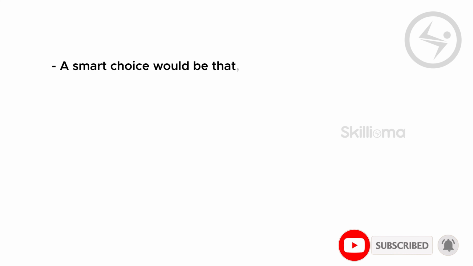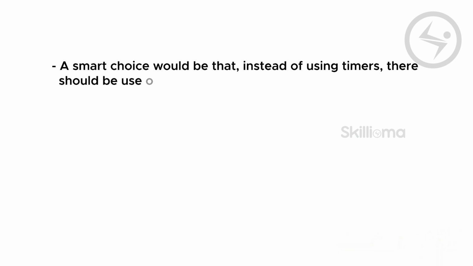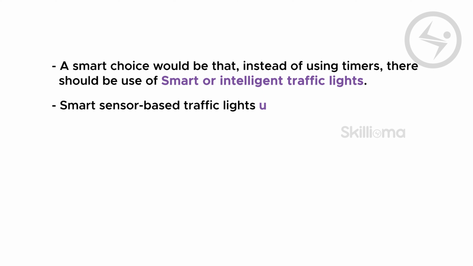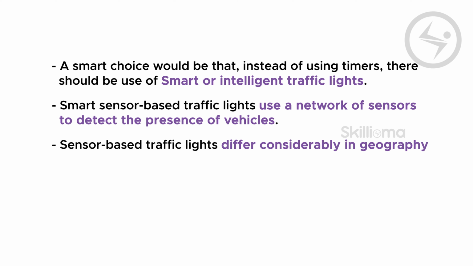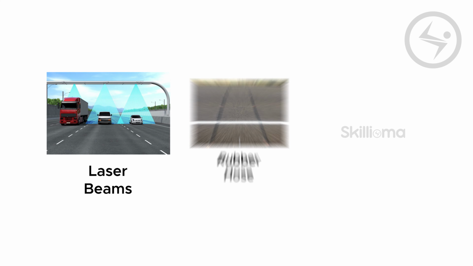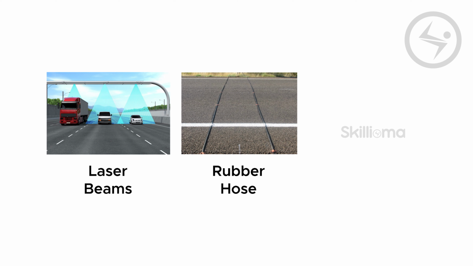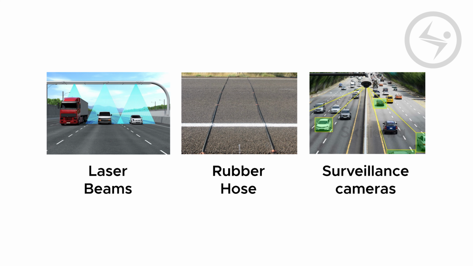A smart choice would be that, instead of using timers, there should be use of smart or intelligent traffic lights. Smart sensor-based traffic lights use a network of sensors to detect the presence of vehicles. Sensor-based traffic lights differ considerably in geography and technology. To sense the presence of vehicles, countless technologies use laser beams, rubber hoses fully inflated with air, or surveillance cameras.